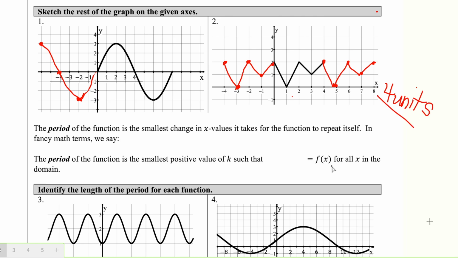Okay, the period of the function is the smallest positive value of k such that f(x + k) equals f(x). And that would be where you originally started. Okay, so let's look at this.